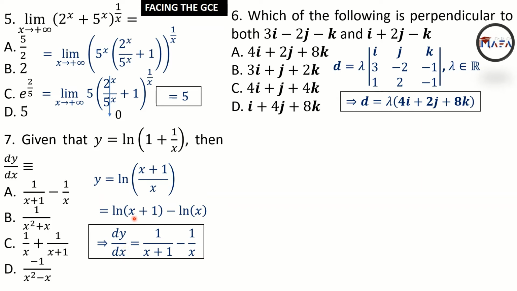So differentiating x plus 1, we just get 1, and we divide it by itself. So we have 1 on x plus 1. Minus, we differentiate x, you get 1, and we divide it by x, minus 1 on x. So looking at things, option A is correct.